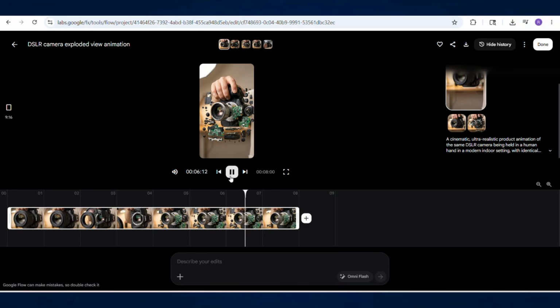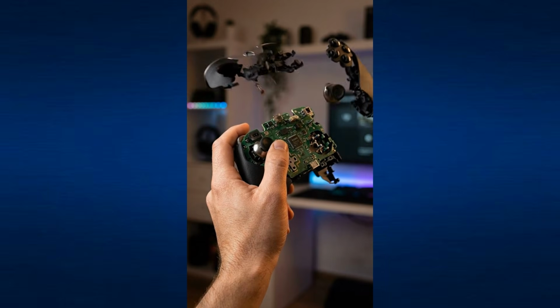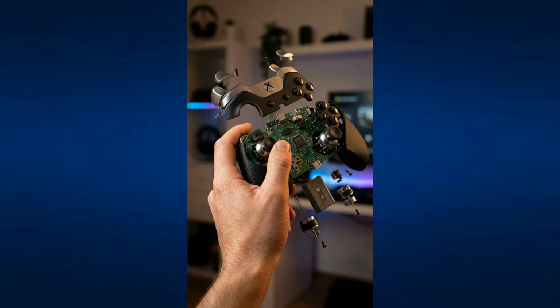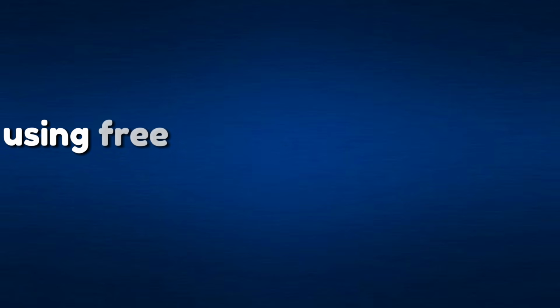It looks the same as the kind of video we want. Save it from here. And here is another one I had created using the same method. So that's how you can create these object assembly videos using free AI tools.